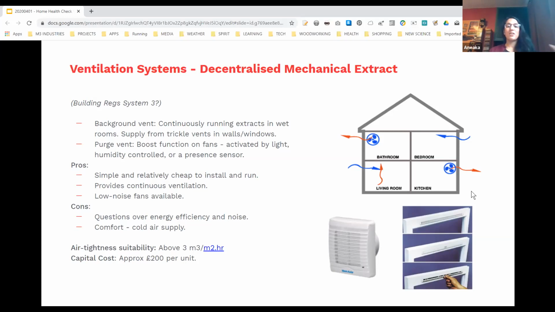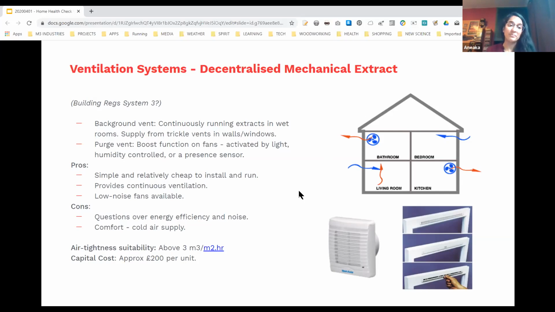But the idea is that you have continuously running fans on trickle in your wet rooms, and then when you have high levels of humidity, say you've just had a shower or you're cooking, those fans will boost automatically because they're humidity controlled. So this is actually quite a simple system, and it's not very expensive, and it provides continuous ventilation. So for a home that's not very airtight and is quite drafty, this is not a bad one to consider.